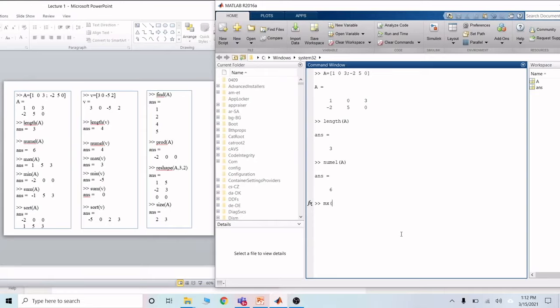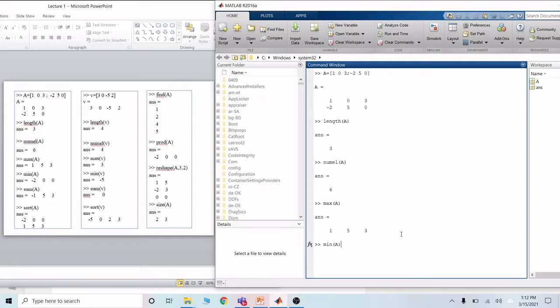max A will compute the maximum of each column. Okay. In the first column, the maximum is 1. In the second column, the maximum is 5. And in the third column, the maximum is 3. The answer should be 1, 5, 3.